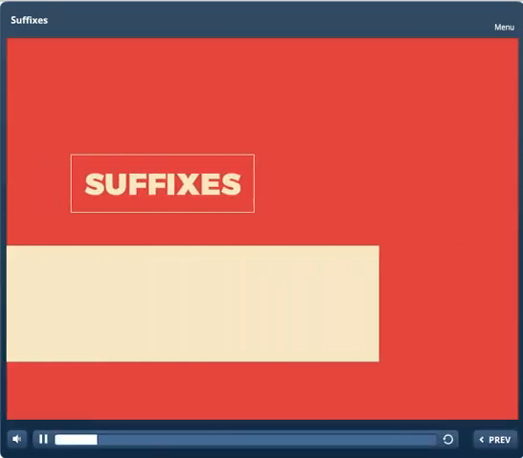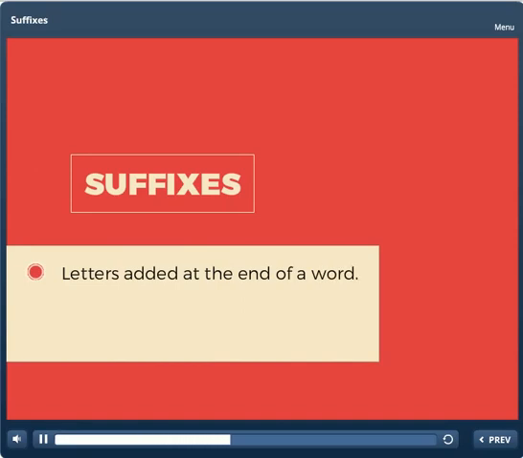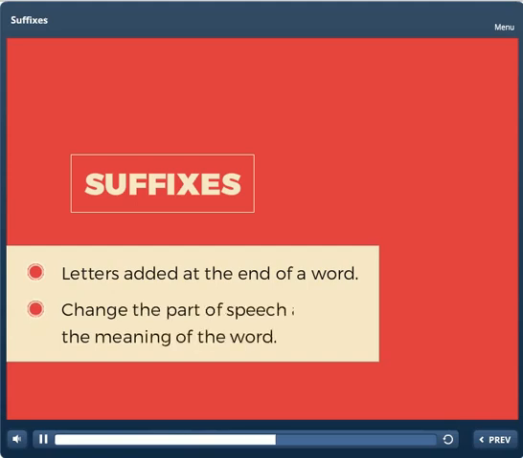A suffix is a letter or a group of letters added after a word. A suffix changes the part of speech and/or the meaning of a word in a sentence.